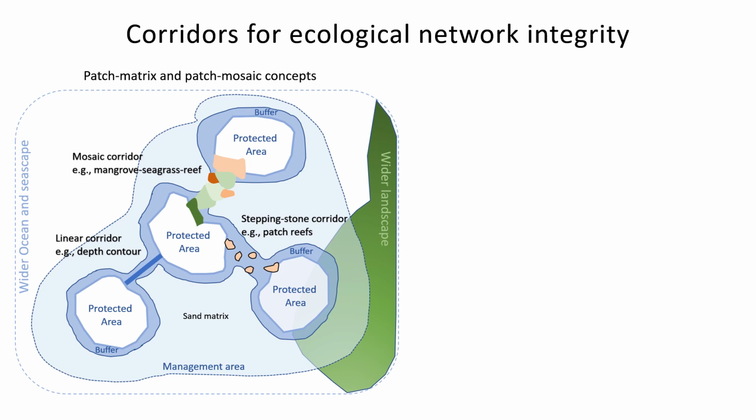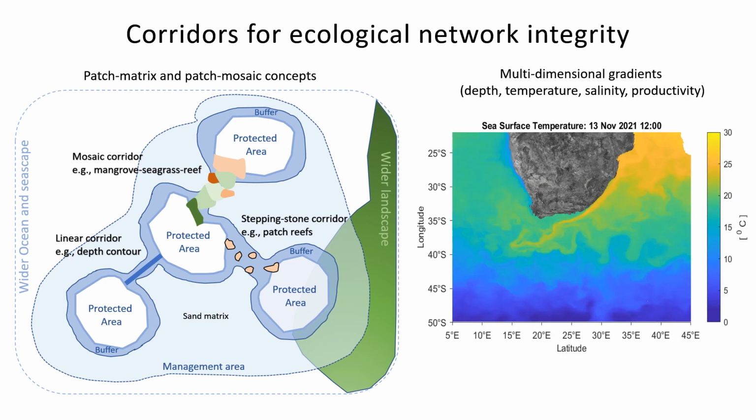How organisms, materials and processes flow and interact among these structural elements of the seascape shapes biodiversity distributions, ecosystem integrity, resilience to disturbance and controls the quality and quantity of benefits to people. In the marine environment, however, we should also consider gradient corridors where movements flow across or along highly dynamic fluid features such as temperature, salinity or ocean productivity gradients or depth gradients.